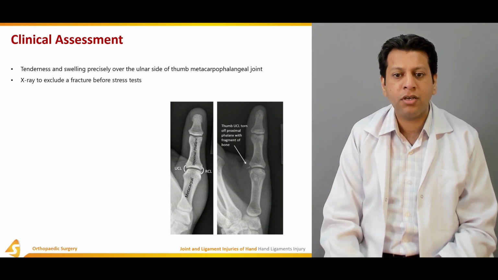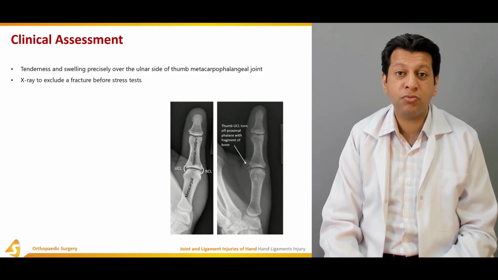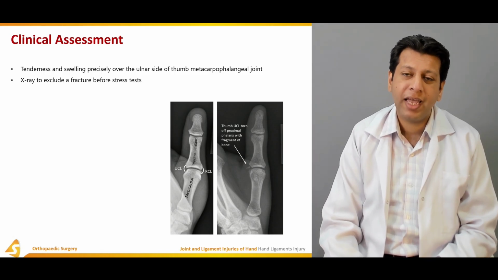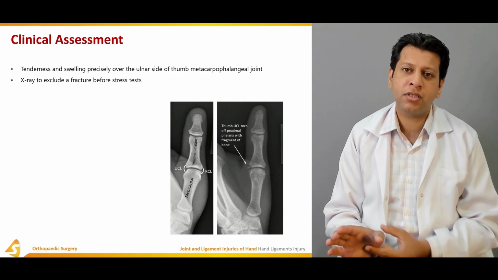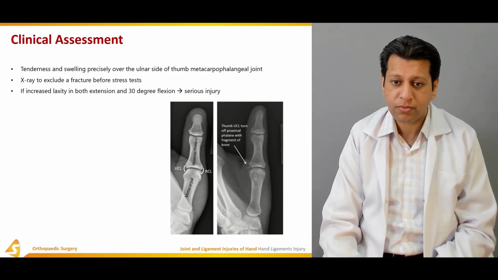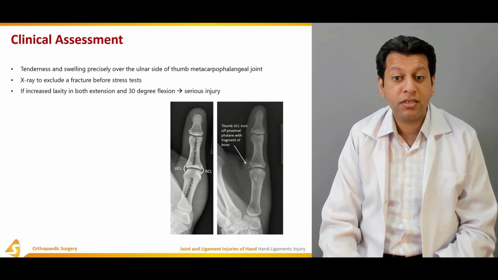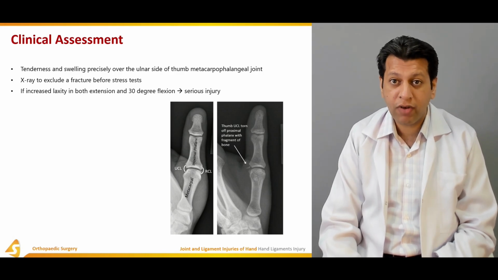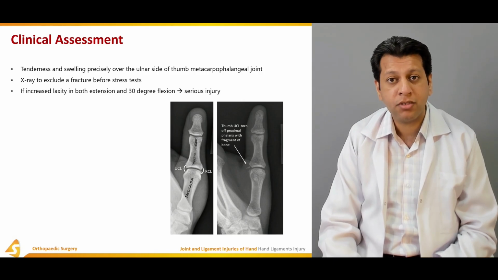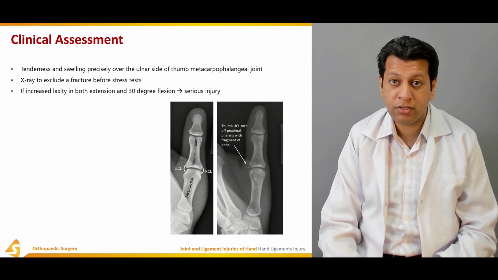X-rays are done to exclude a fracture before the stress test. The stress test is done because we need to know whether it is a complete rupture or a partial rupture. The stress test is done with the thumb in extension as well as in 30 degrees of flexion. If there is increased laxity in both extension and 30 degrees of flexion, this means there is a more serious injury, and a complete rupture has occurred.